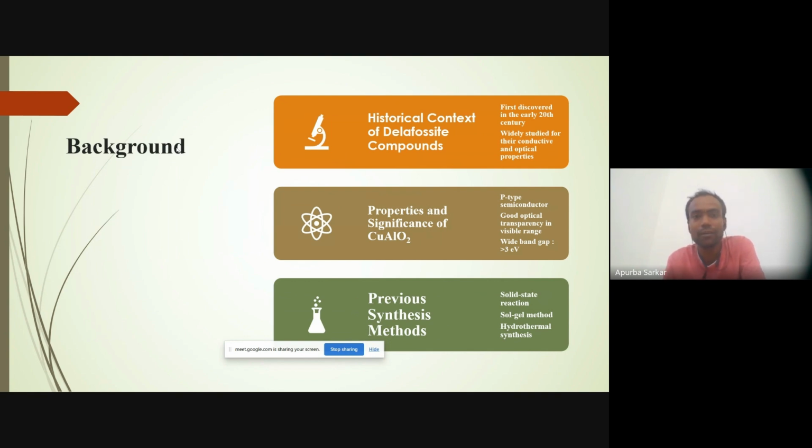This is the historical background of the Delafossite material. Delafossite was first discovered in the early 20th century, 1997. After the discovery, these materials have been studied for their conductive and optical properties. Delafossite material CuAlO2 is a p-type semiconductor, and it has a good optical transparency in visible range. It also has an optical band gap greater than 3 electron volt. Previous researchers synthesized the CuAlO2 Delafossite by using the solid state reaction, Sol-Gel method, and hydrothermal synthesis.